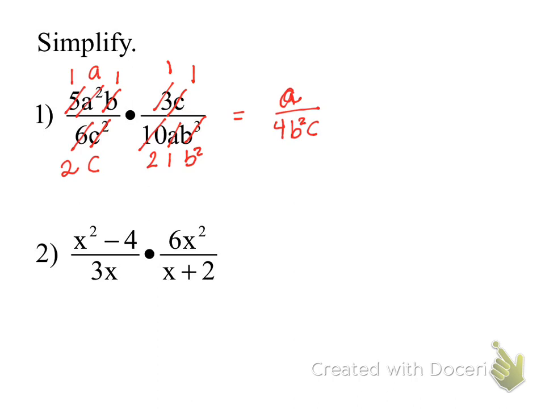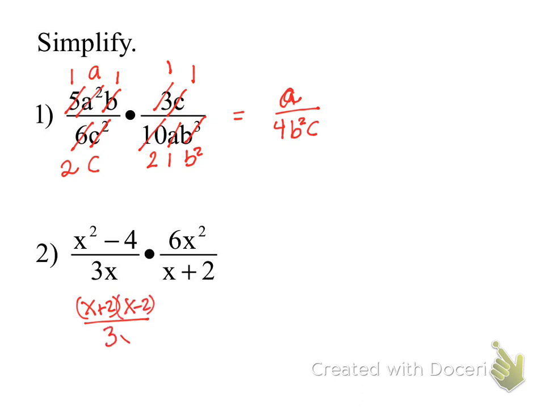Okay, questions? Okay, it gets a little bit different. Now, before we can do anything, we really have to factor. So basically, you're going to factor, factor, factor, factor, and then reduce the fraction before you multiply. Got it? Okay. So, what does the numerator factor to? Yep, x plus 2 times x minus 2.